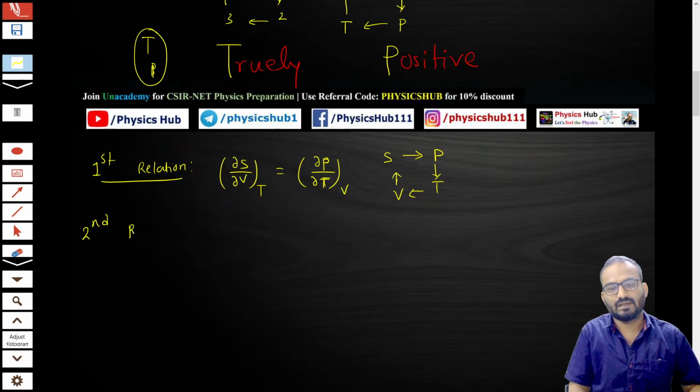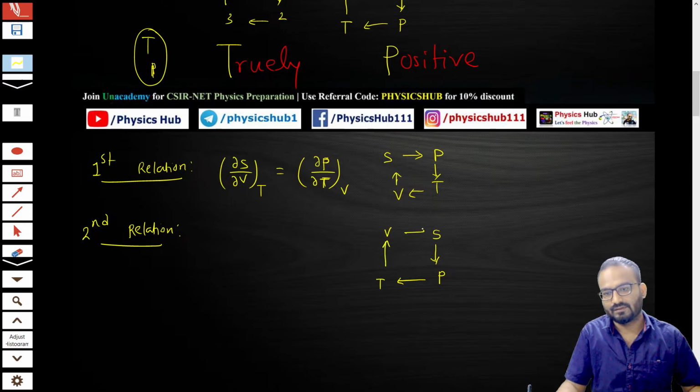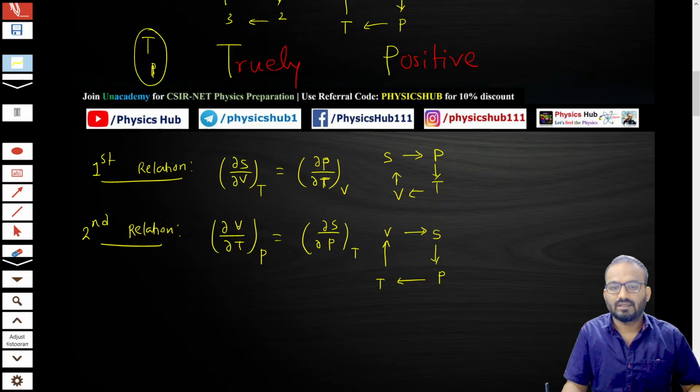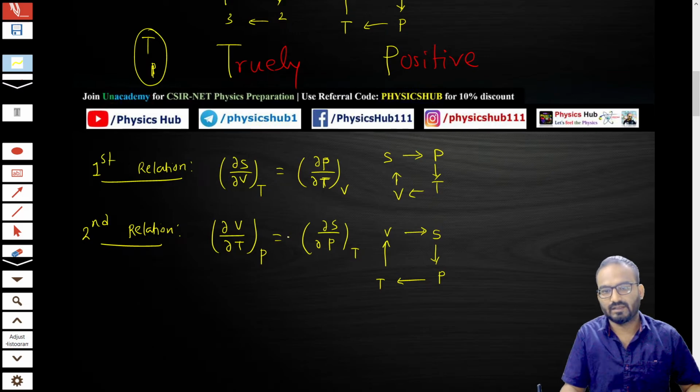Now let's go to the second relation. How will you get it? SPTV is there. Now we have to change the position of S. S will go to this position now, so we'll start from here: S, P, T and V. Now we can write del V by del T at constant P is equal to del S by del P at constant T. Now look at this. In none of the derivatives are T and P appearing. Here it is V and T, S and P. So T and P are not appearing in any of the derivatives, so there will be a negative sign.